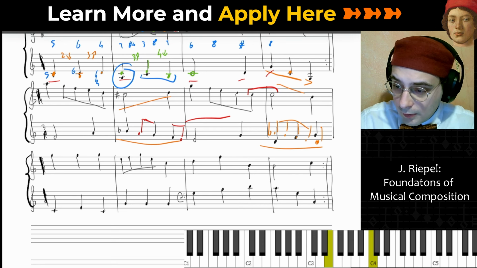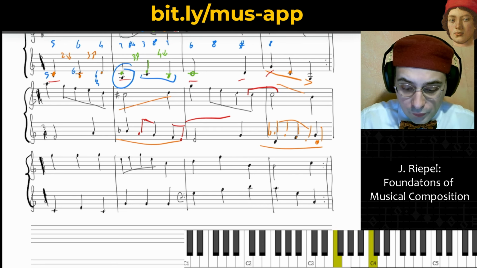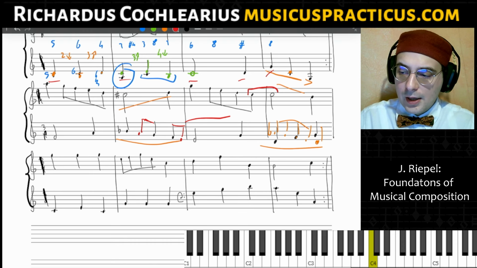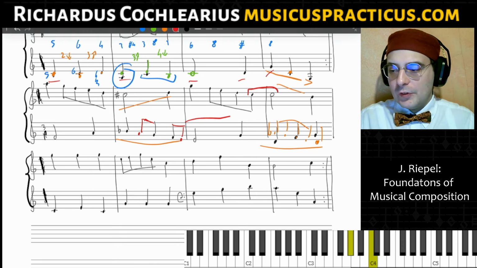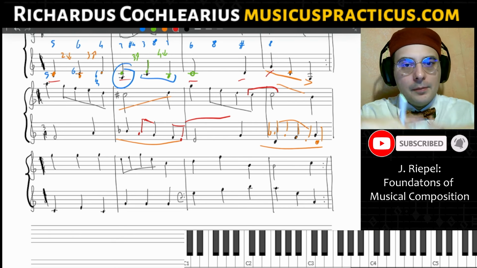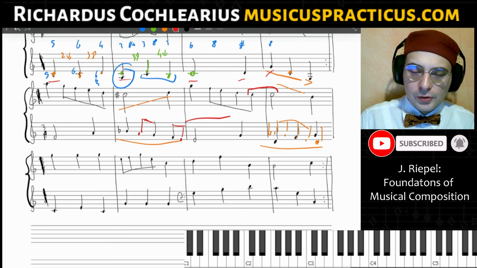sol, fa, la, sol, this would be parallel fifths if we do it this way. Fa, la, sol, fa. So in that case, fa, la, sol, fa, mi, even because we are concluding the phrase. So this can be very nice.